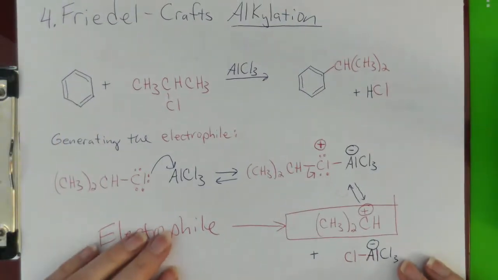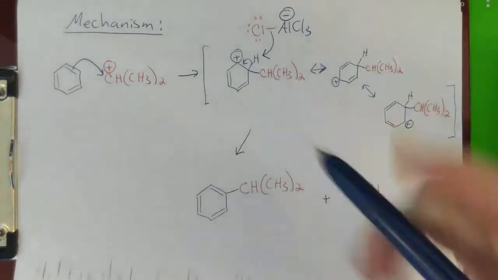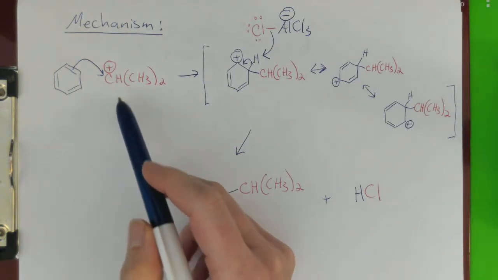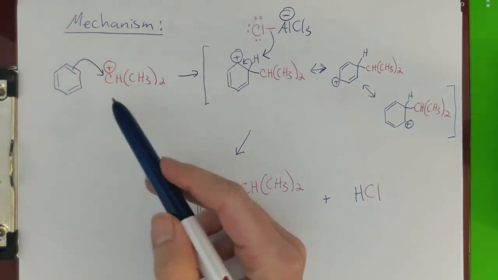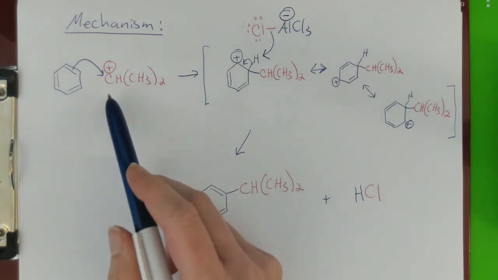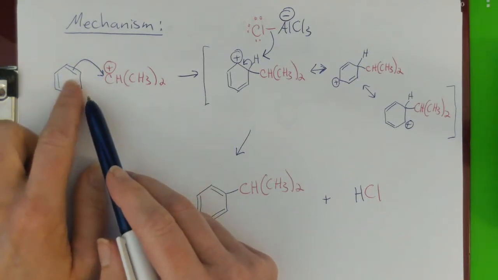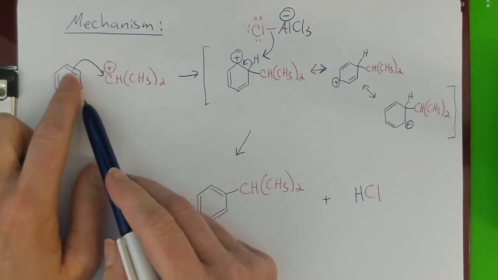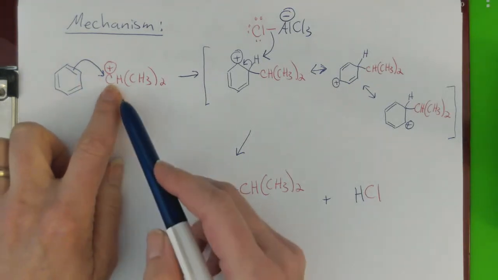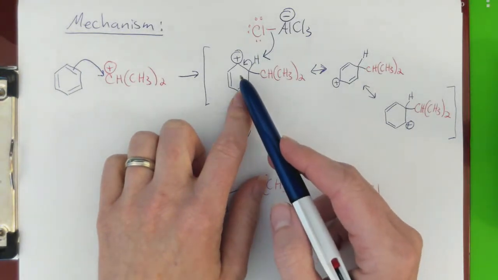Okay, so let's take a look at the mechanism for the reaction. We have here our electrophile, our carbocation, and in Friedel-Crafts alkylation, that electrophile is always going to be a carbocation. Again, the benzene ring here is serving as the nucleophile. It's going to attack the electrophile. And we will see that our intermediate is not aromatic.